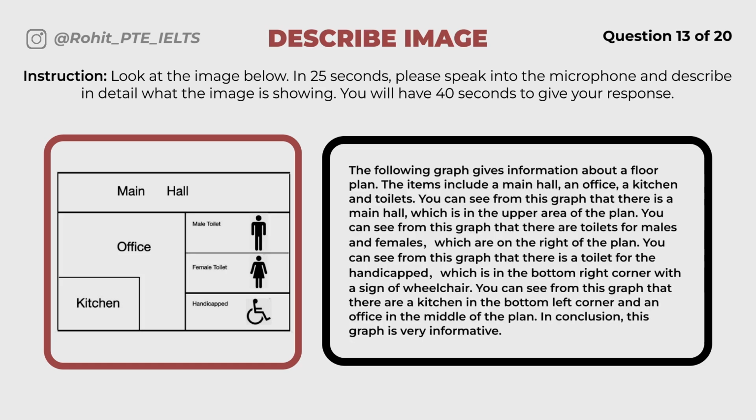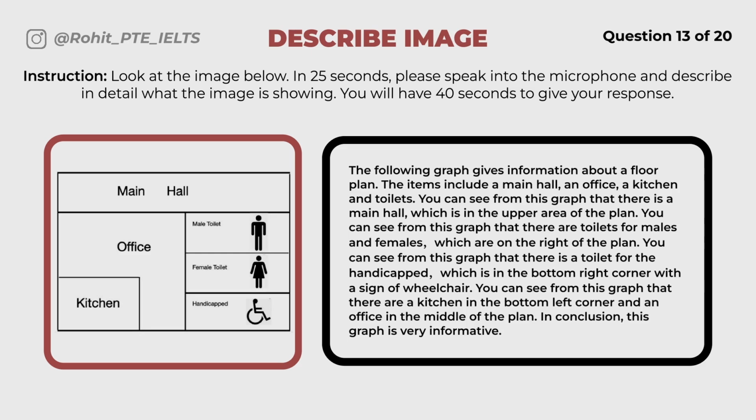The following graph gives information about a floor plan. The items include a main hall, an office, a kitchen, and toilets. You can see from this graph that there is a main hall, which is in the upper area of the plan. You can see from this graph that there are toilets for males and females, which are on the right of the plan.